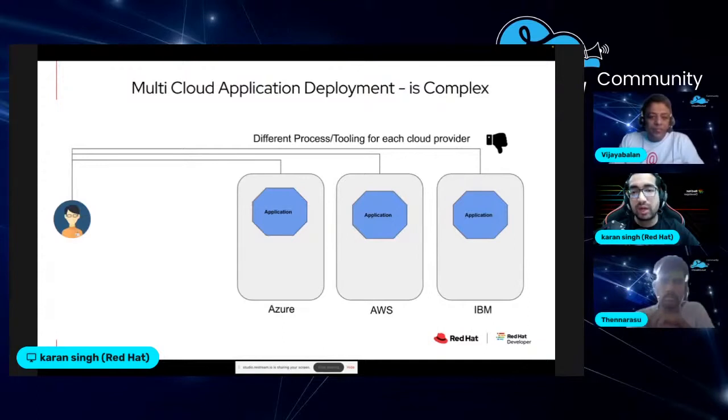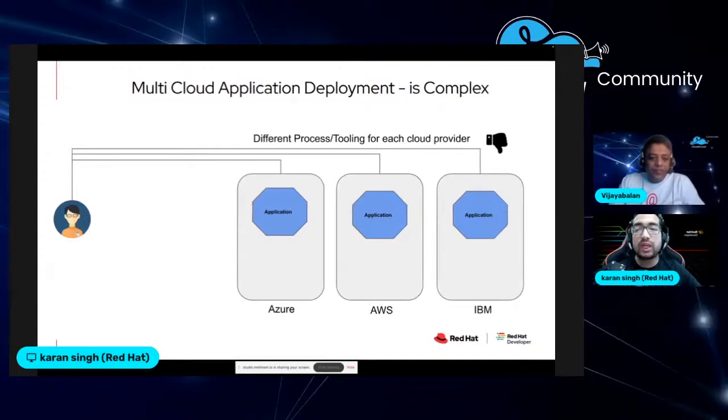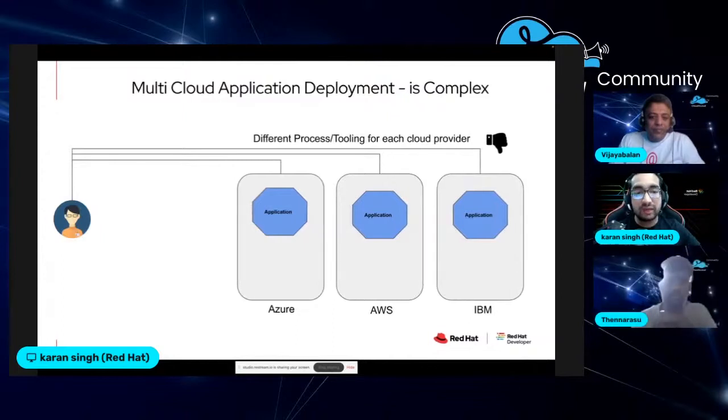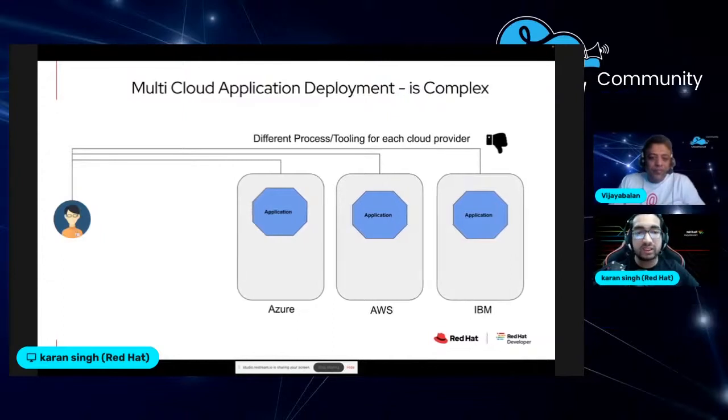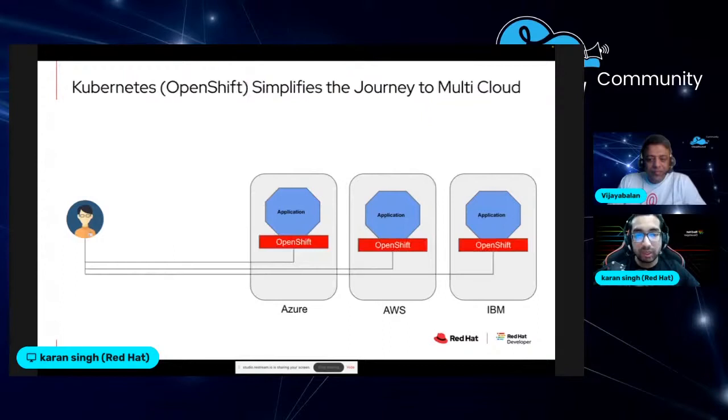But multi-cloud application deployment is a complex task. Imagine a world where you are a DevOps engineer or a developer and you are tasked to deploy an application on three different clouds. It's a daunting task, a complex thing, because different processes and tooling exist for each cloud provider. The API calls on Azure will not work on AWS or on IBM. So you need a single common application platform which spans multiple cloud providers, so that you as a developer or DevOps person can use your familiar tools and practices to deploy applications on top of three environments.